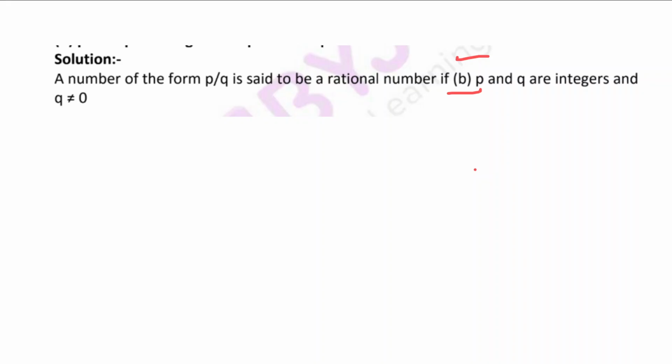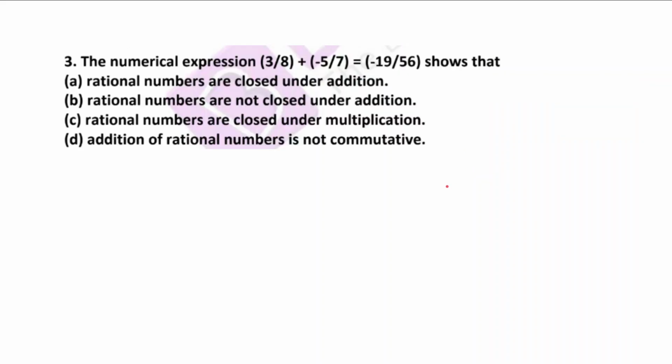Pause. Resume. Okay, read this question and solve this question in your notebook. Pause. Resume. Okay, let us solve now. Numerical expression 3 by 8 plus minus 5 by 7 shows that. First of all, if you see, this is a closure property. What is a closure property?